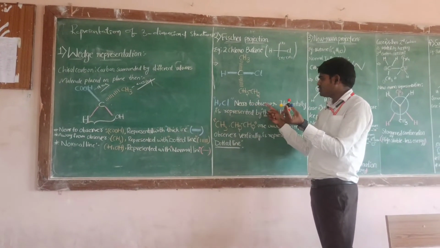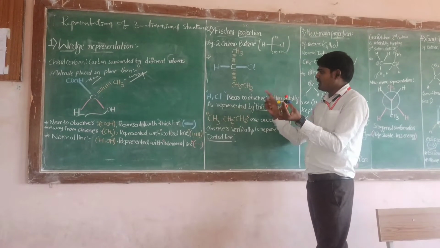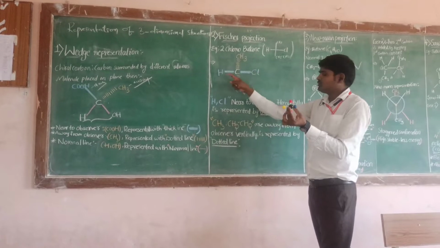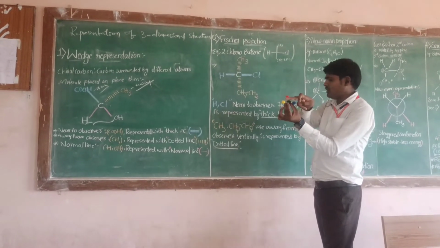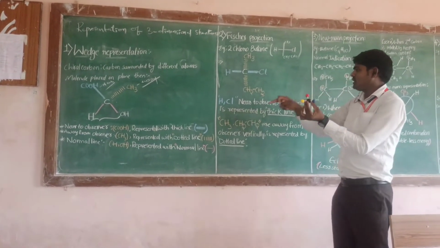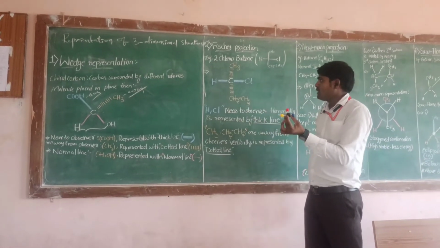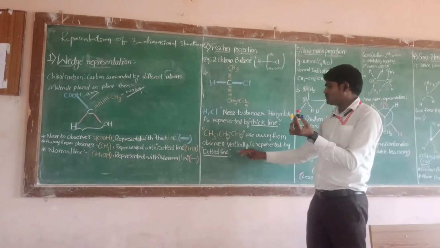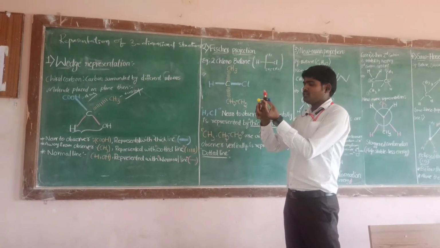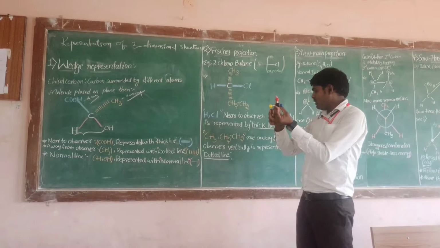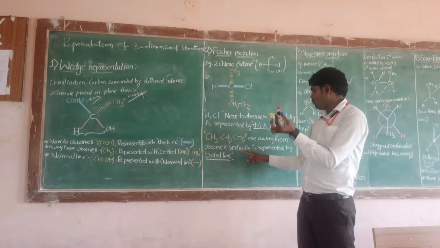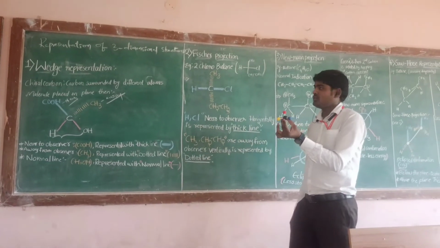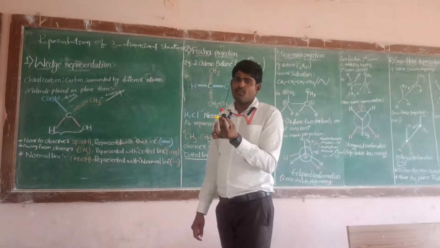Hydrogen and chlorine, near to the observer horizontally, are represented by a thick line. And here CH3 and CH2 are away from the observer, so they are represented vertically by a dotted line. So these are the Fischer projection formula.